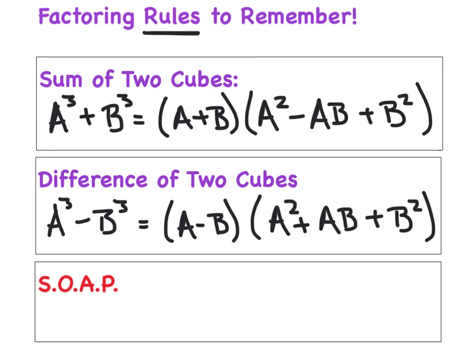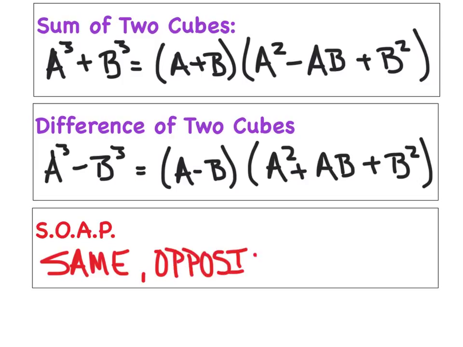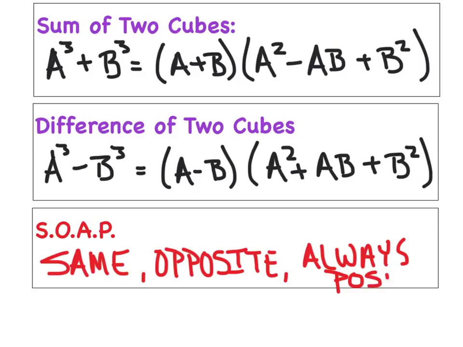Now you're wondering, how am I ever going to remember that? Well, let me show you a really sweet rule. SOAP. It stands for same, opposite, and then always positive. Same, opposite, and then always positive. What it means when we say same is this first sign is always going to be the same. So if you start with a plus sign, that first sign's always a plus sign. Or if you start with a minus, then you start with a minus here. So it's always going to be the same sign.